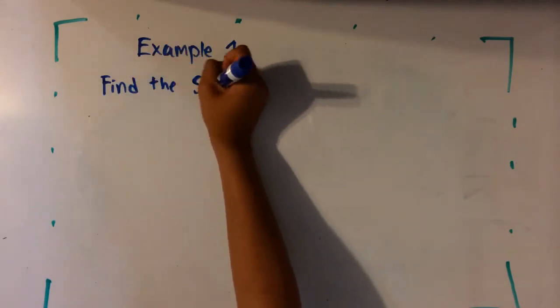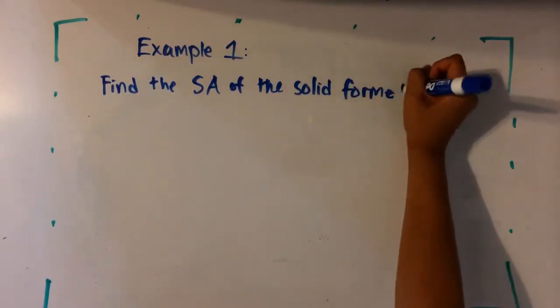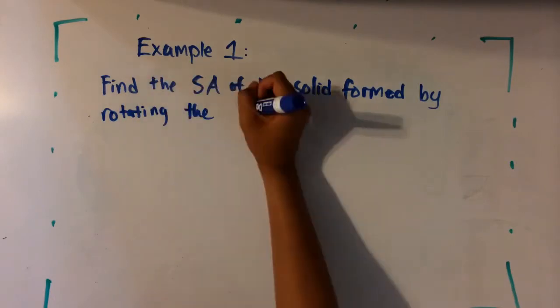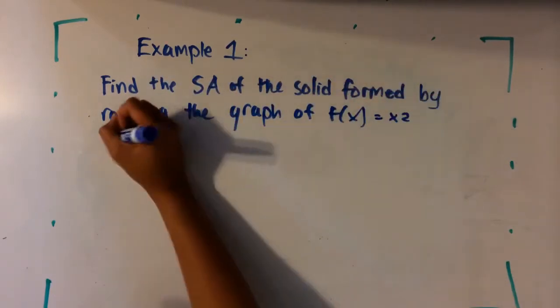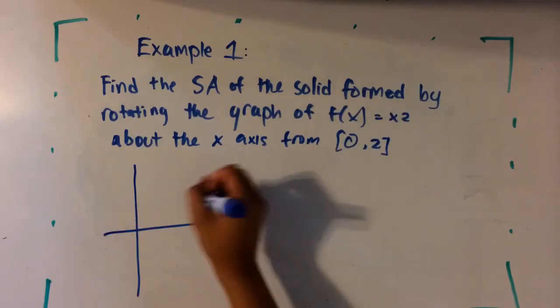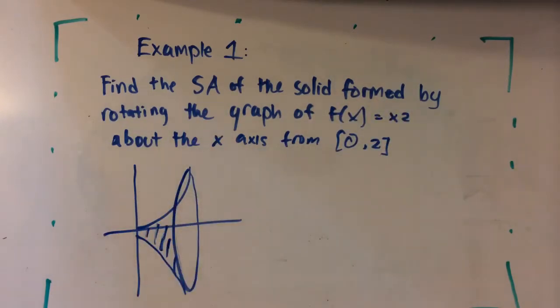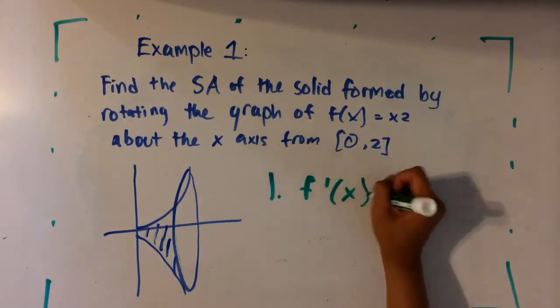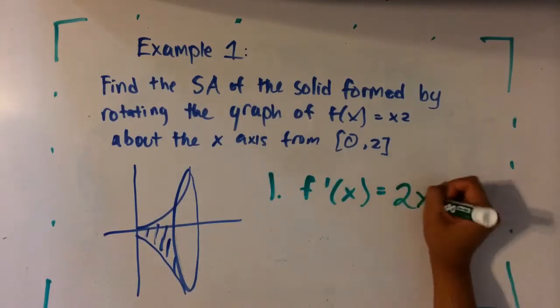Let's do a few examples. Example 1. Find the surface area of the solid formed by rotating the graph of f of x is equal to x squared about the x-axis from 0 to 2. We can draw this graph out right here and you'll see it has a cone shape. The next thing we'll do is find f prime of x, which is 2x.